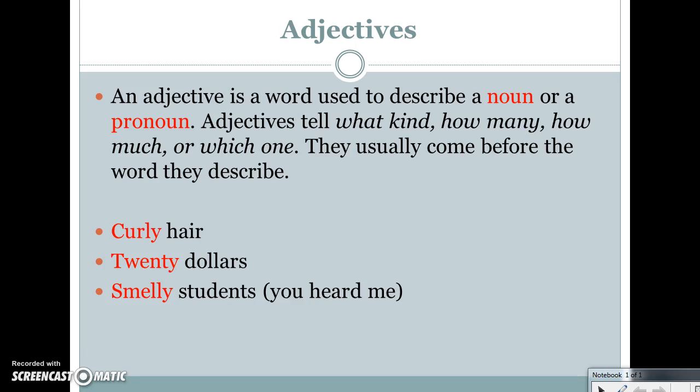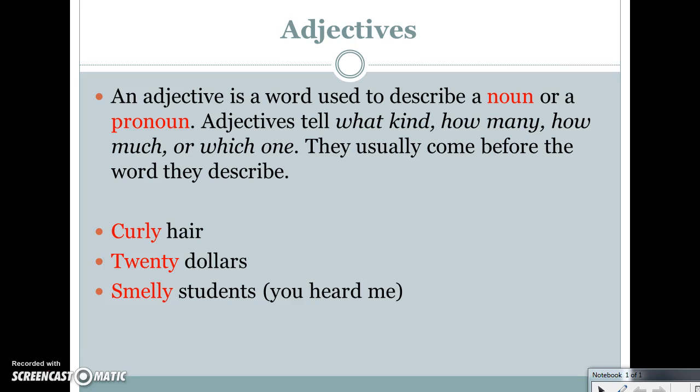Let's begin with a simple definition. An adjective is a word used to describe a noun or a pronoun. Adjectives tell what kind, how many, how much, or which one. They usually come before the word they describe. Now remember, adjectives are describing nouns or pronouns.